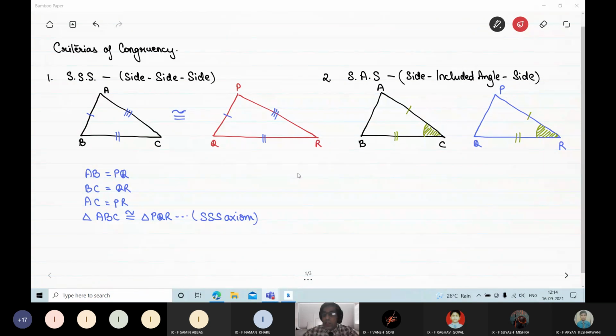Did you understand the included angle, children? Because this is where we make mistakes. Yes, sir. It is not any other angle.